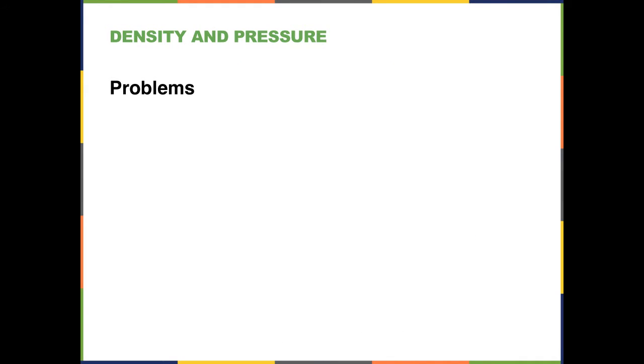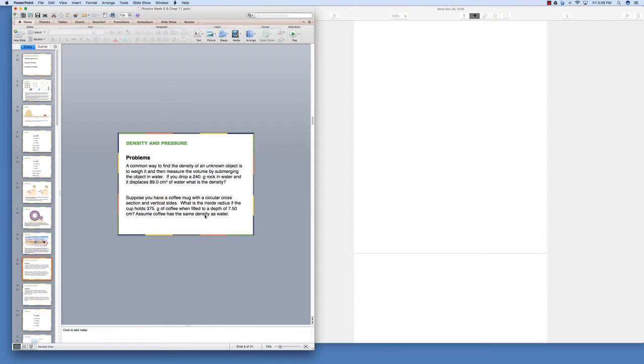Now let's do a couple of problems related to what we've talked about so far. And I'm going to reduce this slide so that you can see the problems and we can work them here. The first problem states a fairly obvious principle. It says a common way to find the density of an unknown object is to weigh it and then measure its volume by submerging the object in water.